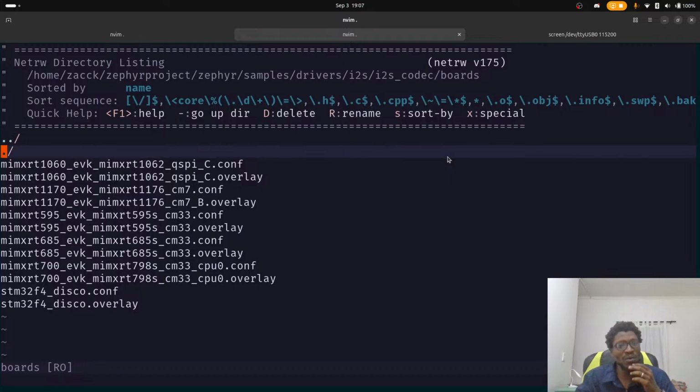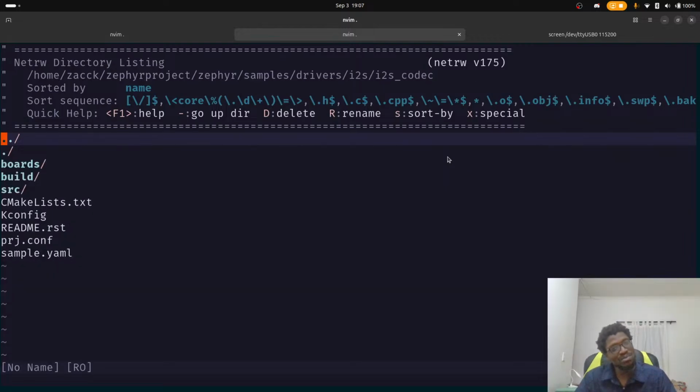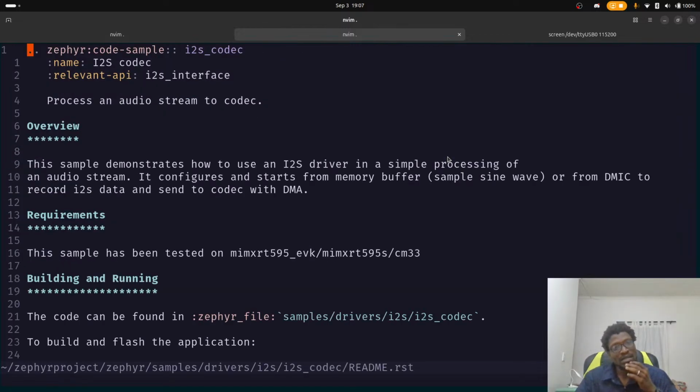Along with that, there is some overlay here, and I think this just enables the I2S codec's TX. Why is this just a transfer? Isn't this code supposed to do both? Let's look. This sample demonstrates how to use an I2S driver in a simple processing of an audio stream. It configures and starts, from a memory buffer, a sample sine wave, or from a DMIC, digital mic, which the board also has, if I'm not wrong.